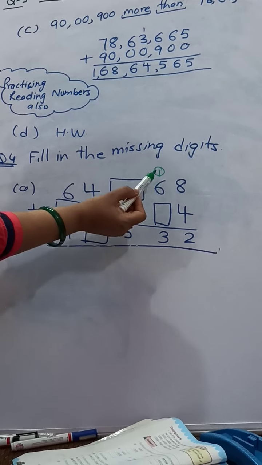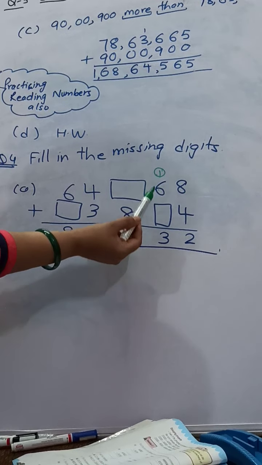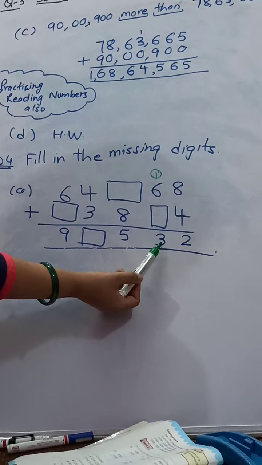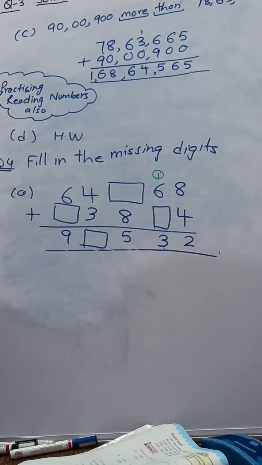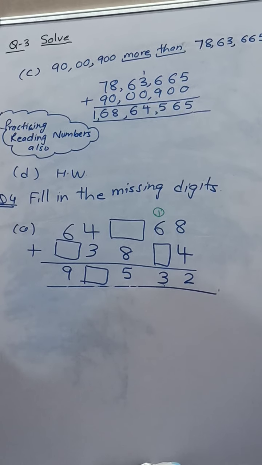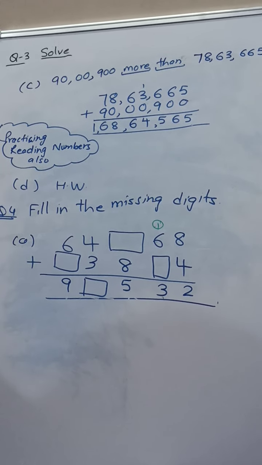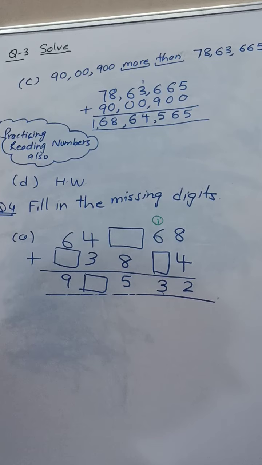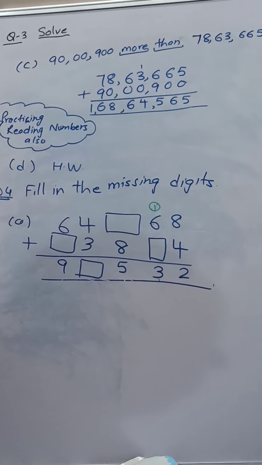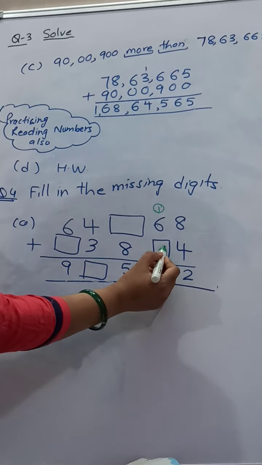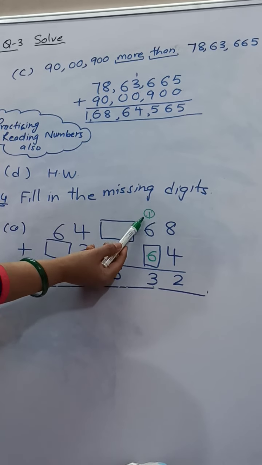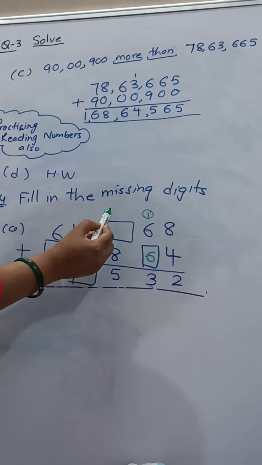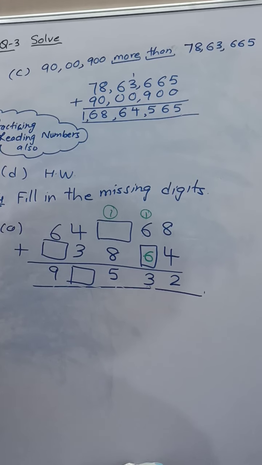So 6 plus 1 is 7, and 7 plus what number will give me 3? Obviously, 7 plus any single digit number will not be 3. It can be 13, it can be 23. So 7 plus what number is 13? That is 6. So I will write here 6. So we'll check. 6 plus 6, 12. 12 plus 1, 13. So 3 is already there and 1 carry over.